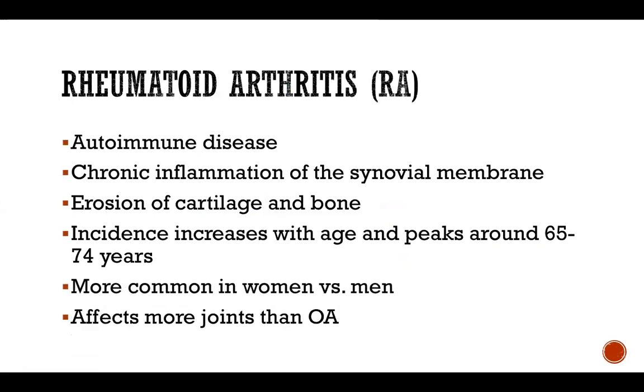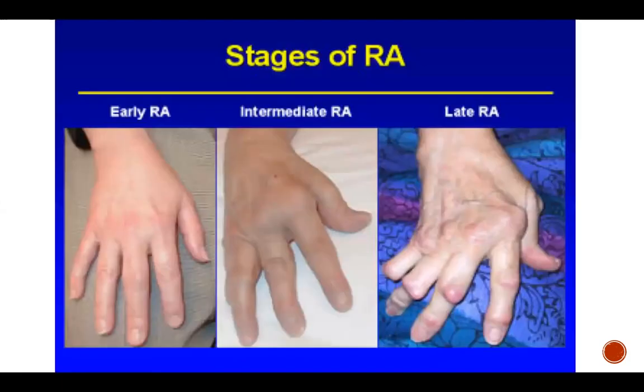More women than men are affected in both rheumatoid arthritis and osteoarthritis, and it typically affects more joints. These are some pictures of stages of rheumatoid arthritis. In the first stage, the hand looks very normal. In the second stage, some of the swelling of this joint has caused slight deformations in the hand. And then in the third stage, you can see severe deformations in the hand due to swelling and inflammation of the joints, as well as breakdown of the bone.